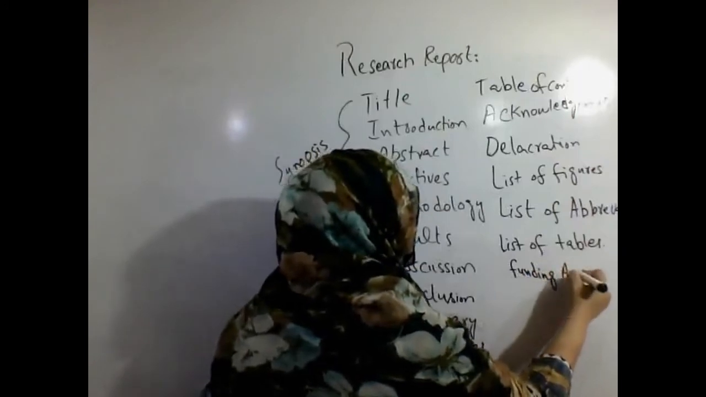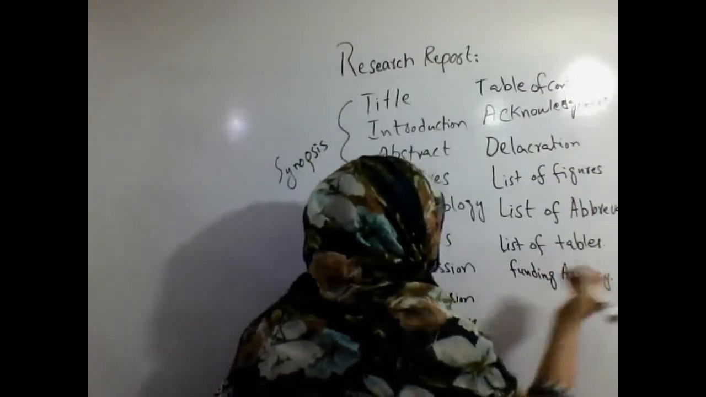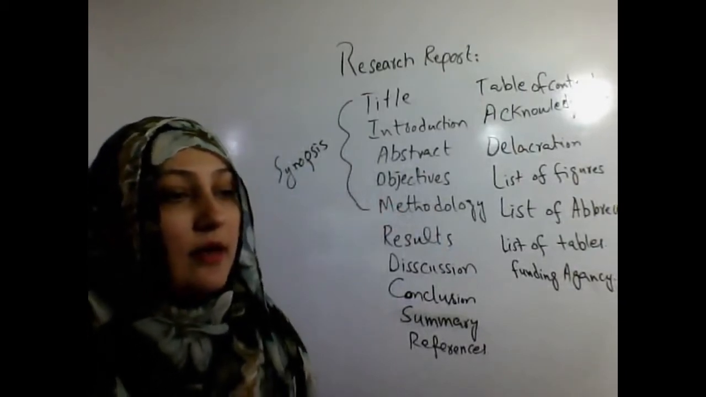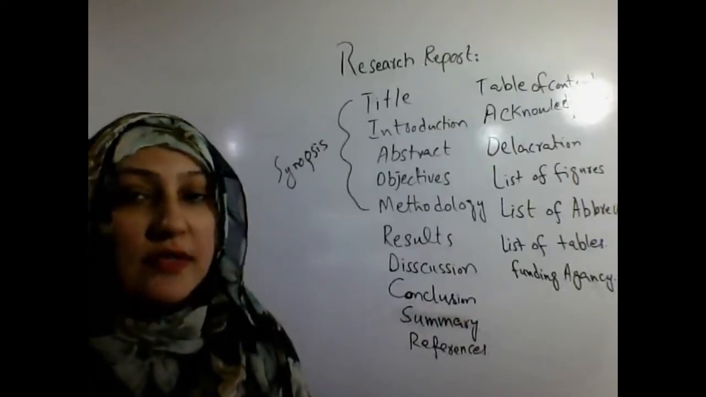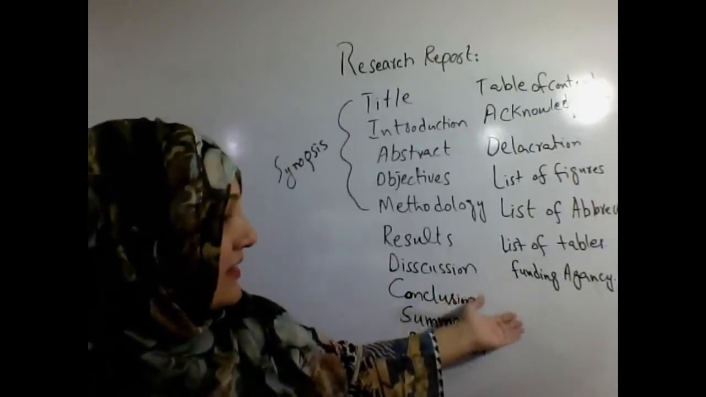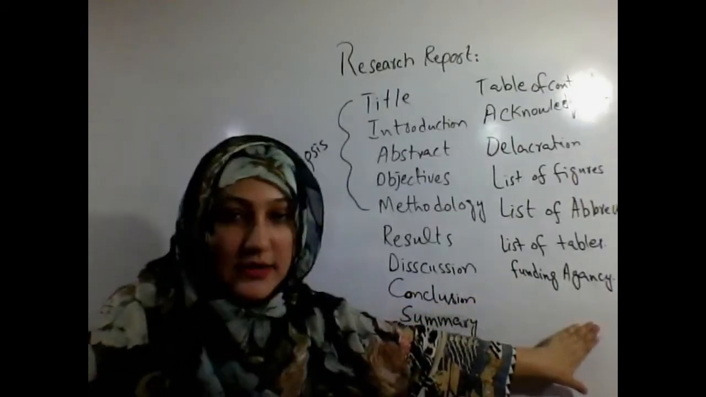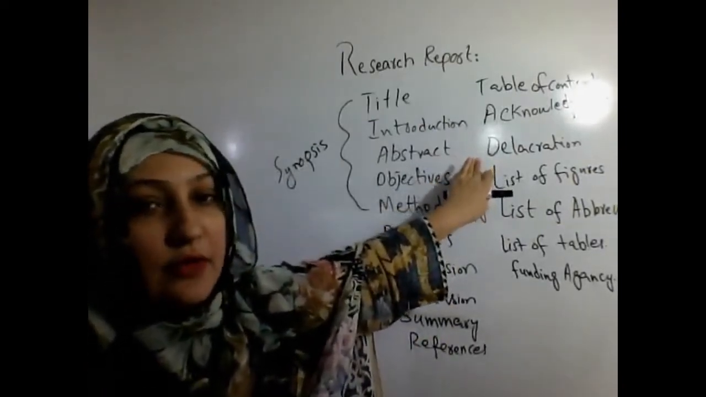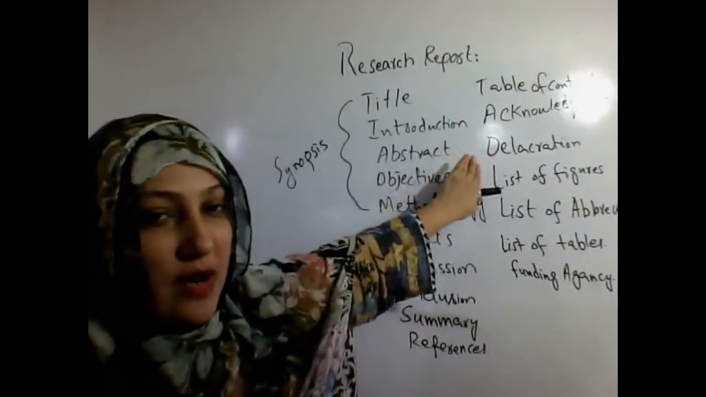Then there is the funding agency: which funding agency or research center gave help for your study, for your research report to be written up. You have to give the name and the contribution of that agency in your funding agency section. In the declaration section, you have to declare that this is your own study and that you have the copyright of this study.